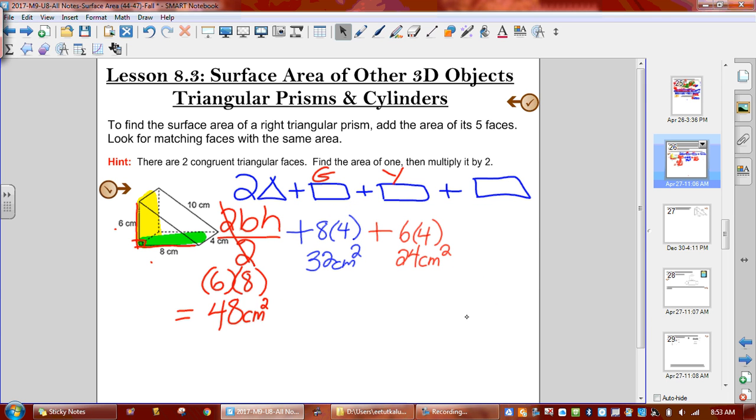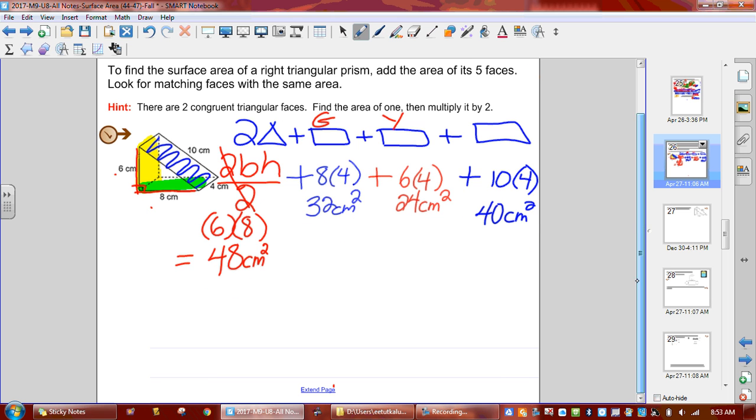And then we're going to do our third rectangle, which is the shaded one. This one right here that's in blue. So the slanted rectangle is going to be 10 times 4, which is going to be 40 centimeters squared. Now we've got to add up all the 4 numbers. So we are going to add 48 plus 32 plus 24 plus 40.